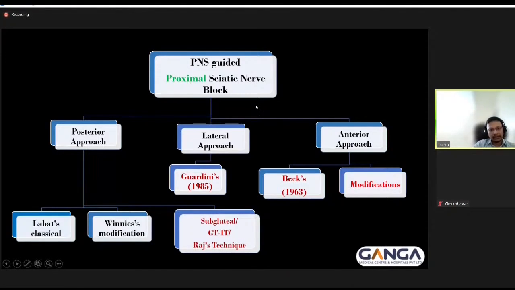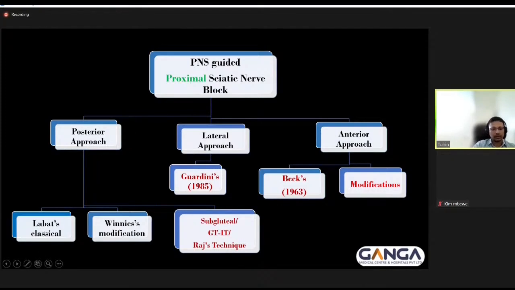For the proximal sciatic nerve block, there is the posterior approach. This posterior, lateral and anterior, whatever you are seeing, are according to the needle direction. After entering the subcutaneous plane, in the posterior approach the needle is going posterior to anterior. In the lateral approach the needle is going lateral to medial, and in the anterior approach the needle is going anterior to posterior, not according to the position of the patient.